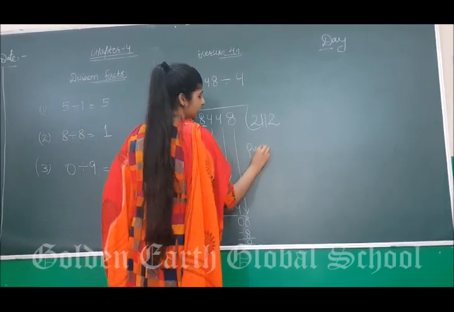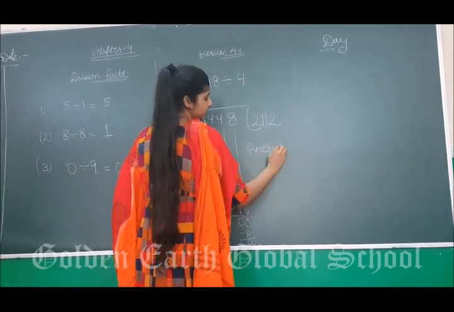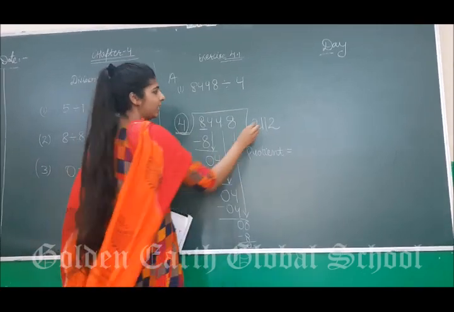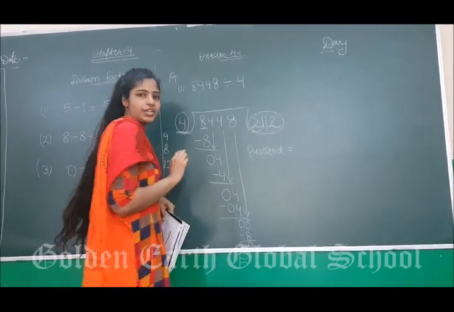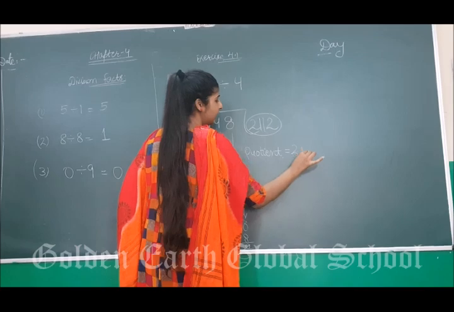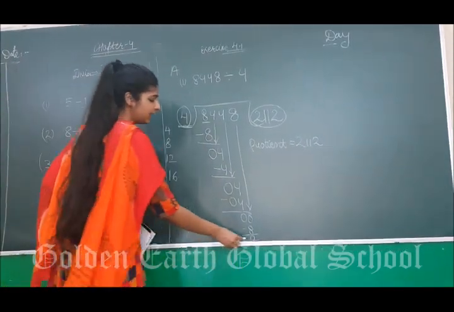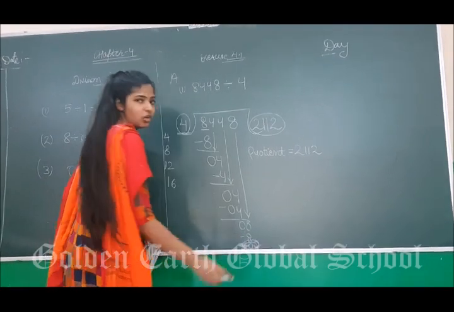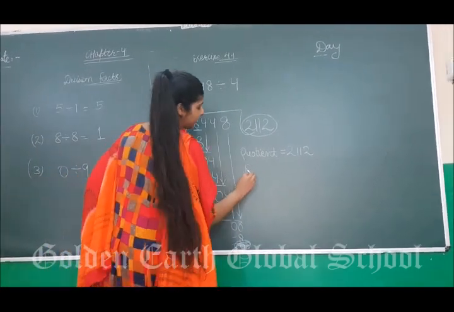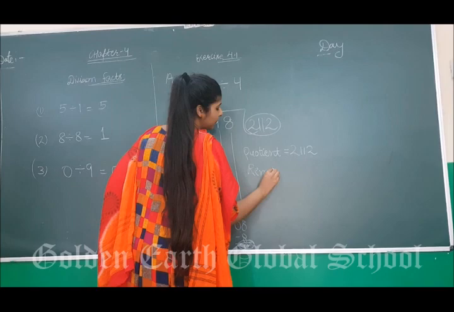So what is the quotient here? हमारे पास डिवाइड करके जो आंसर आएगा, this one, that is our quotient part. So what is quotient here? 2112. And what is remainder? The leftover part after solving the question is remainder. So what is remainder here? 0.